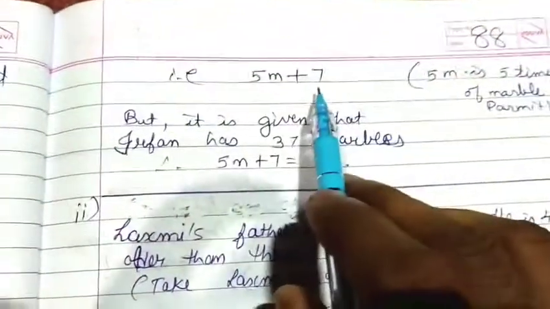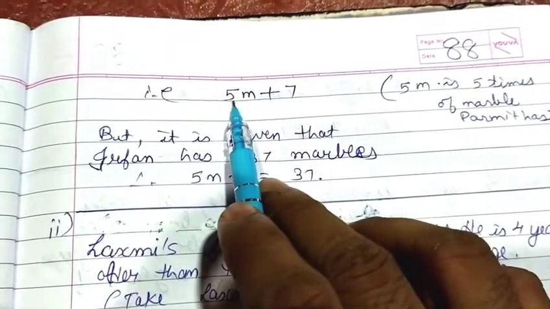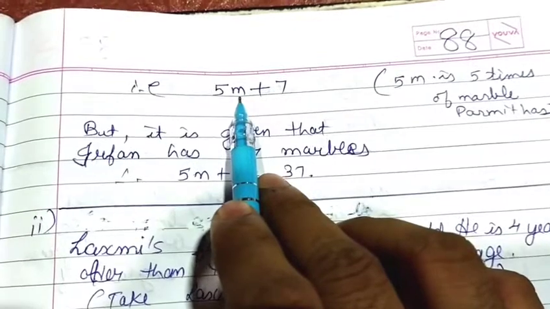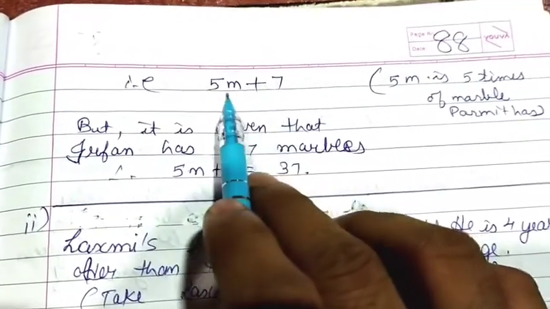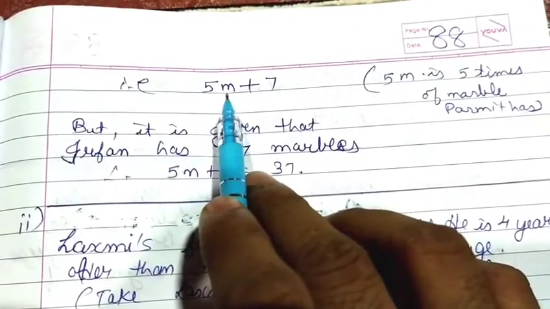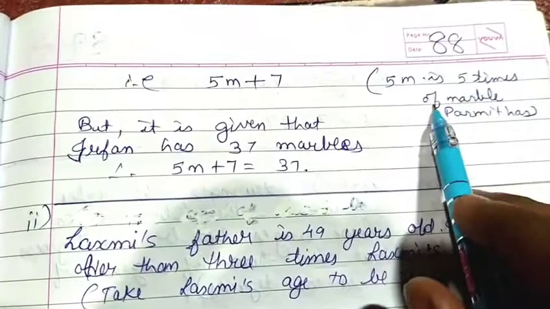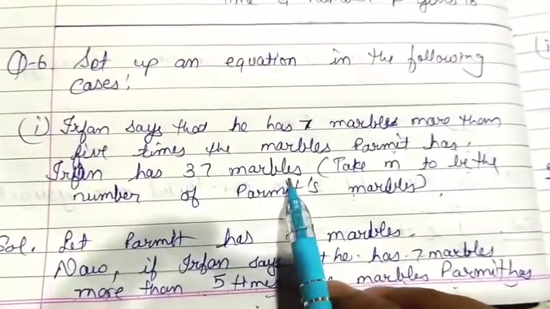See, Irfan has 7 marbles more than 5 times the marbles Parmeet has, and Parmeet has m number of marbles. So Irfan has 5 times the marbles and 7 more than 5 times the marbles Parmeet has. That means 5m plus 7, and 5m is 5 times the marbles Parmeet has. But it is also given that Irfan has 37 total marbles.